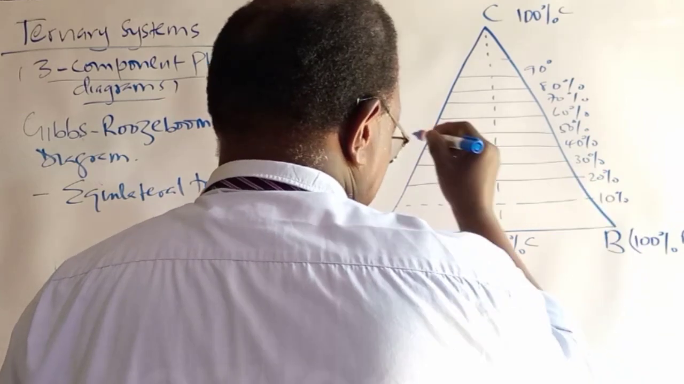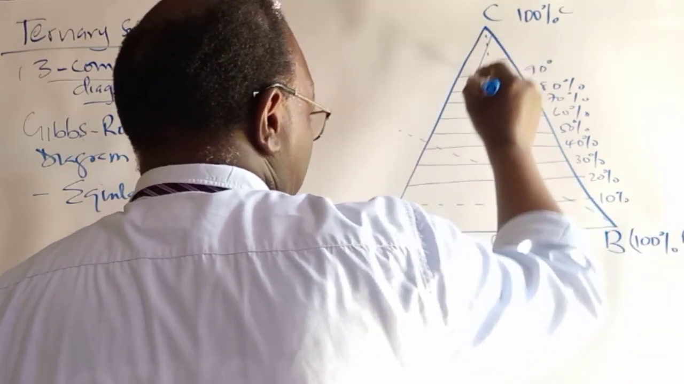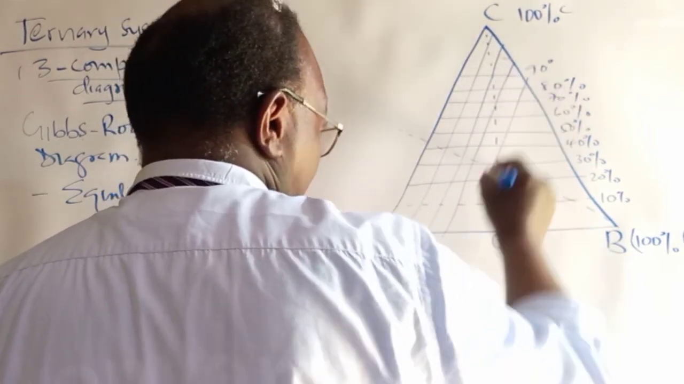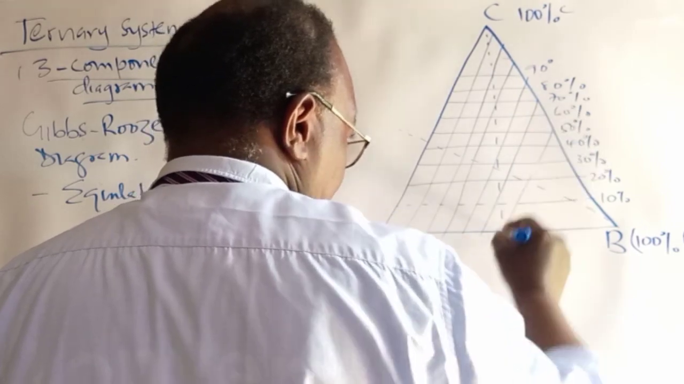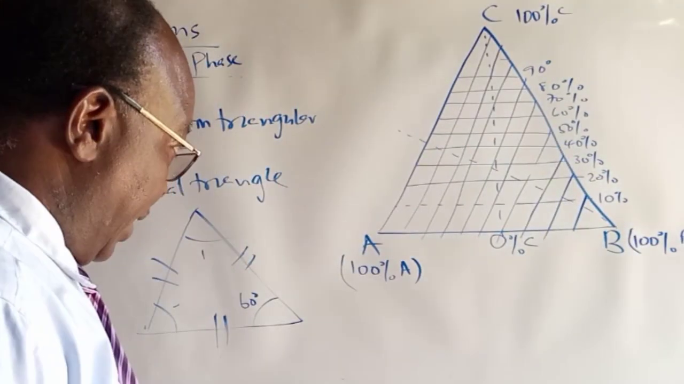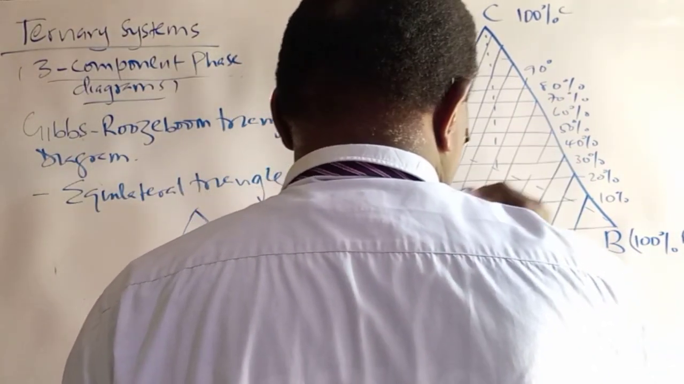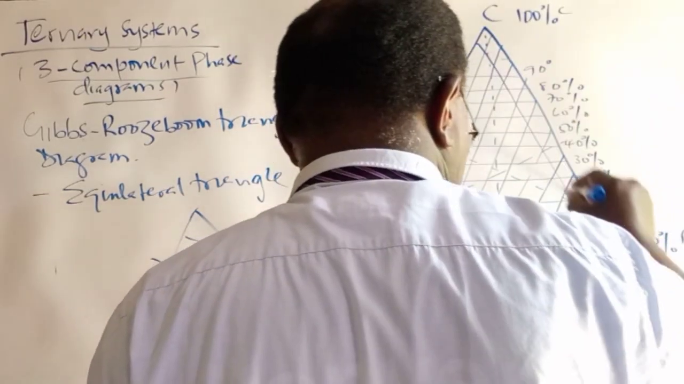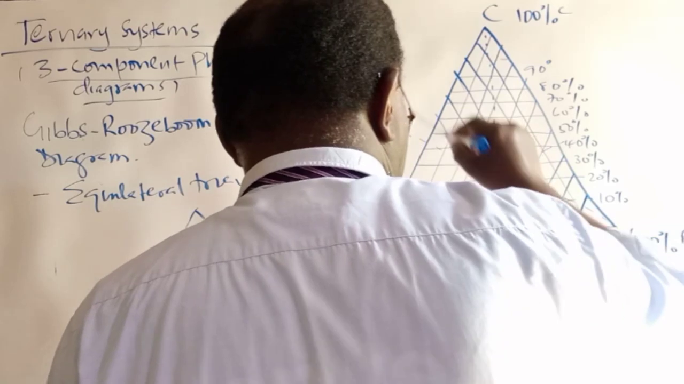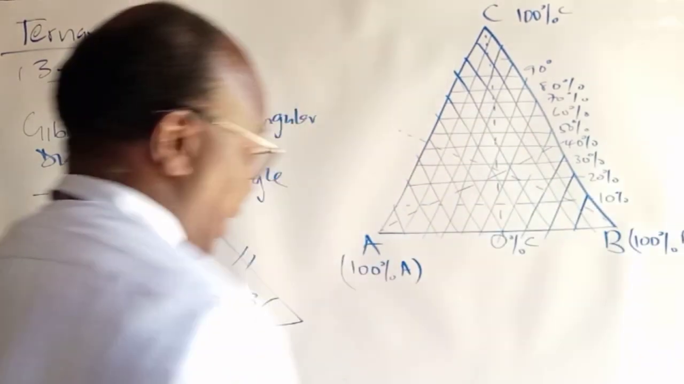So again, this one here, we can again divide them into segments: 10%, 20, 30, 40, 50, 60, 70, 80, 90, 100% of B. And the same for A. Have 10, 20, 30, 40, 50, 60, 70, 80, 90, 100%.